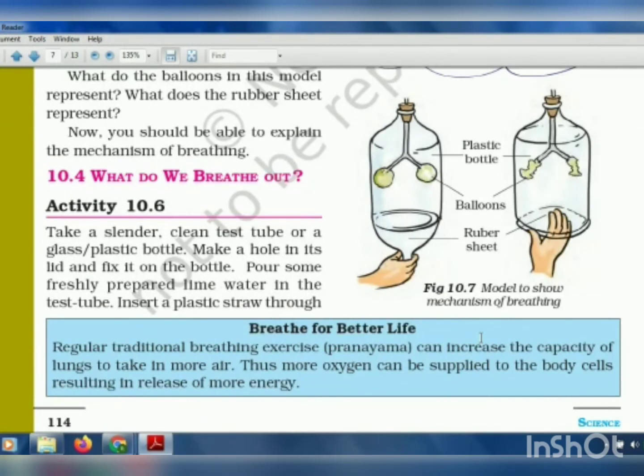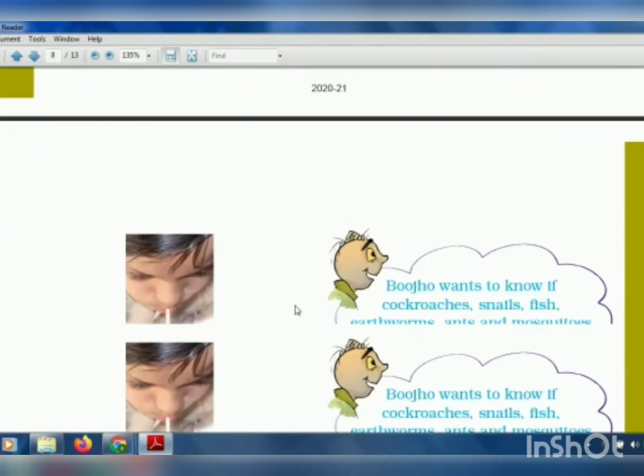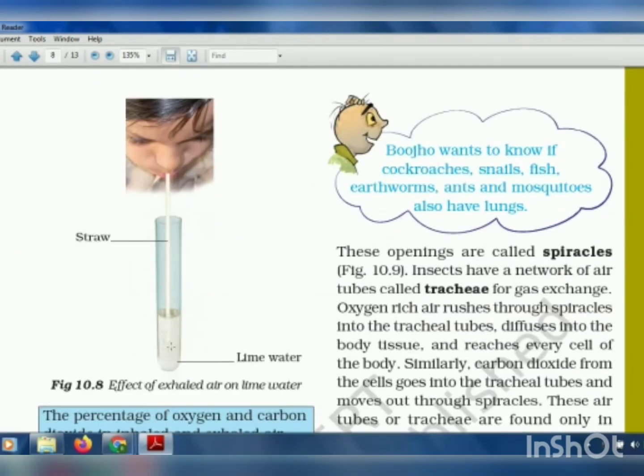Hope you have understood how through an experiment we can come to know what we are breathing out. This we have already studied in our earlier chapter, and that same thing we are going to do here in this activity. That is, we have to take a test tube. In that test tube, you have to fill it with lime water. Then put a straw inside that test tube which dips into the lime water. Then you have to blow air from your mouth, and what you will see is this lime water turns milky.